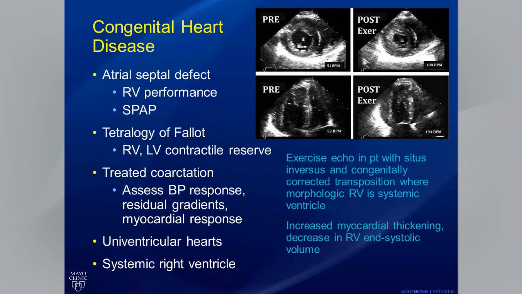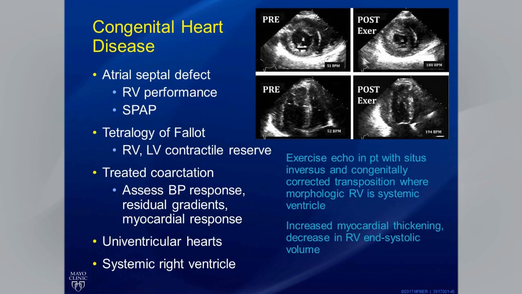It has also been applied to patients with tetralogy of Fallot to assess right ventricular and left ventricular contractile reserve. We can use it for treated coarctation. And in these patients, we assess the blood pressure response and residual gradient and myocardial response. If the gradient across the coarctation, usually measured from the arch, exceeds 30 millimeters mercury with exercise and the patient has systemic hypertension, such a patient may need additional treatment for coarctation.